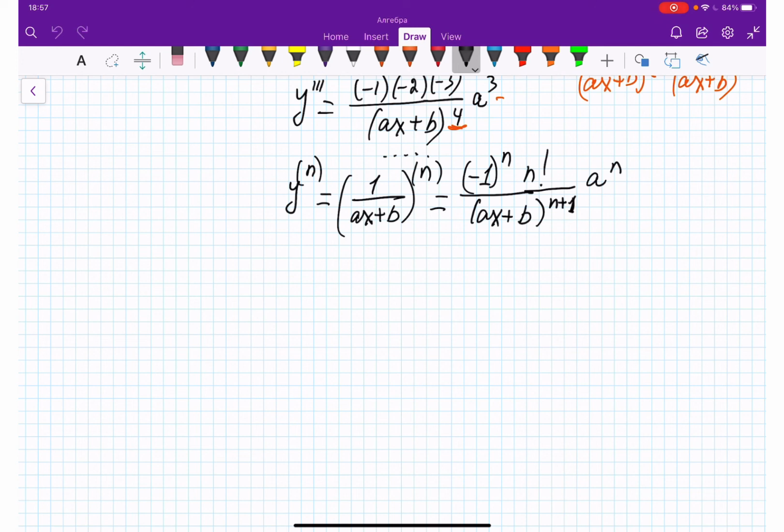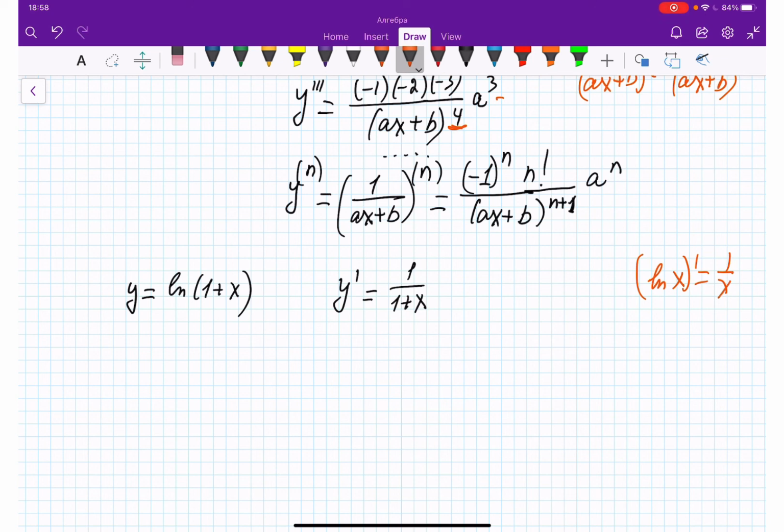Okay, I'm going to take the general formula for the nth order derivative of the function. So we have y equals natural log of 1 plus x. Okay, so y prime is going to be equal to 1 over 1 plus x, right? Because the derivative of the natural logarithm of x is 1 over x. So if it's 1 plus x, it's 1 over 1 plus x, and the derivative of 1 plus x is going to be 1.